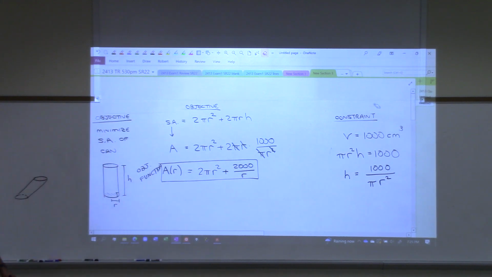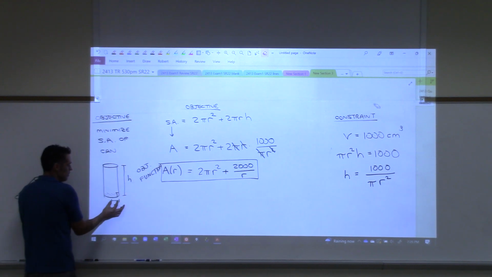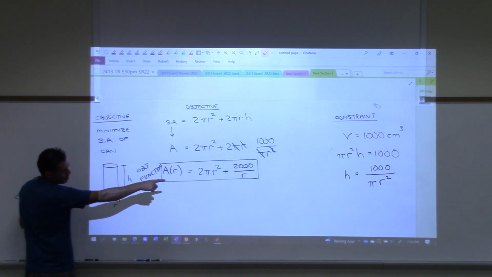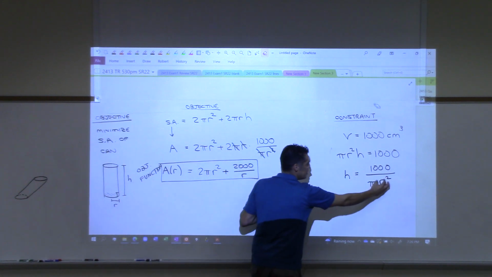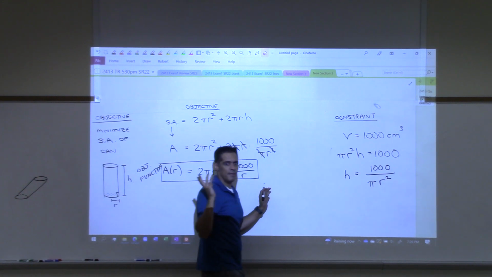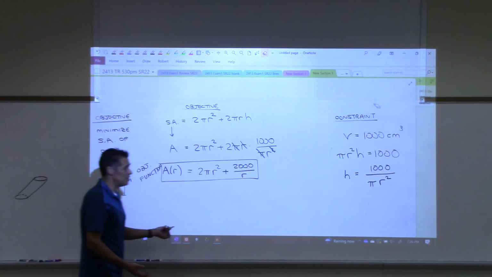All right, so let's think about r. What are our restrictions on r? Can the radius be 0? No. Look at the height. Your height depends on the radius, right? And if your radius is 0, your height is undefined. So it could be anything all the way up from 0.